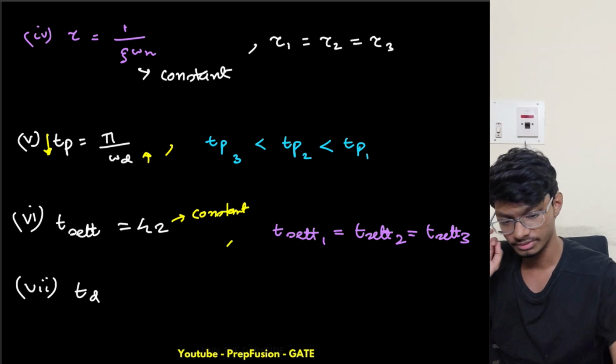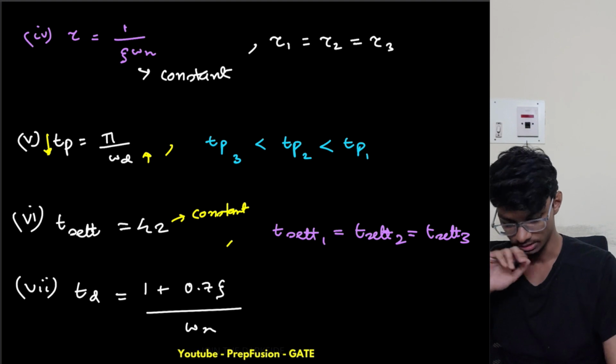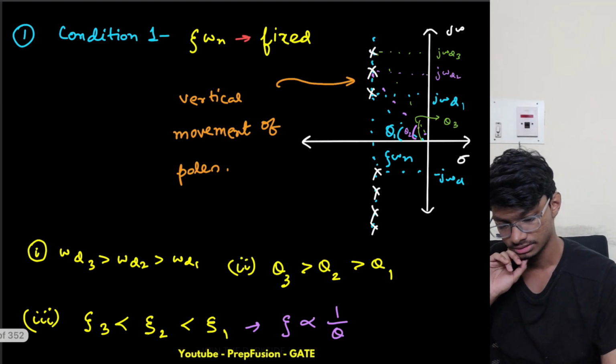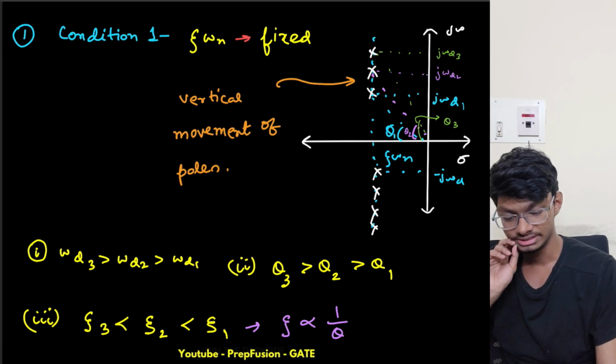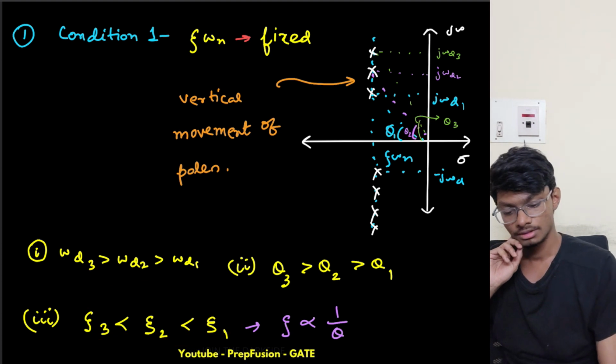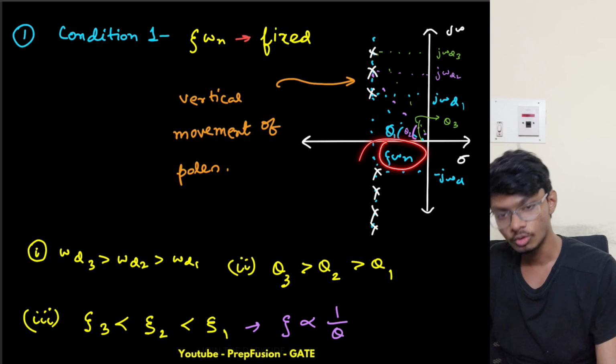So what is delay time? Delay time equals that formula, (1 + 0.7 zeta) divided by omega n. Now what is happening to zeta? Zeta is reducing, right? Zeta is reducing. But what is happening to omega n? Omega n will increase. Why? Because zeta omega n is constant.